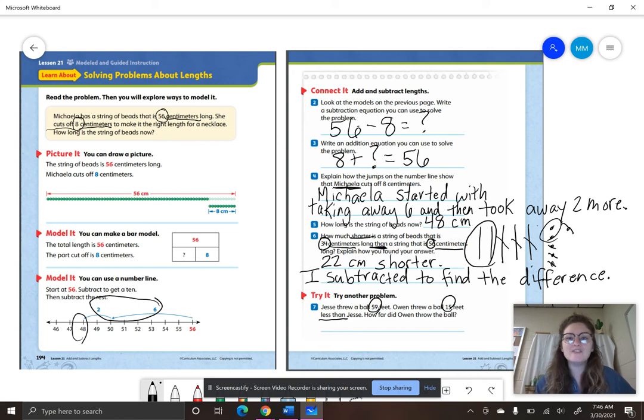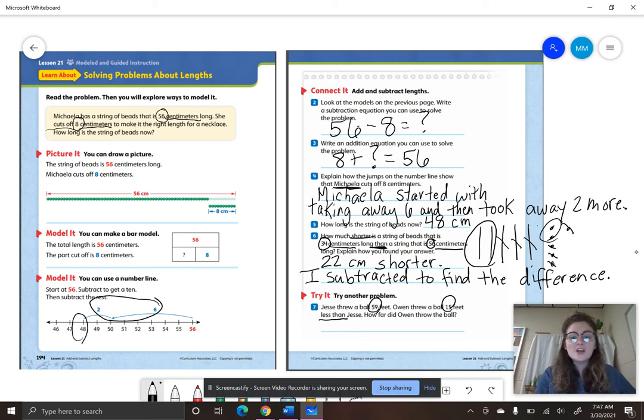I want you to think of an equation that you could write to solve this problem. Think about it. Owen threw less than Jesse. What kind of equation could you use to solve this? Go ahead and write your equation, pause the video, and then let's check if we have the same equation.